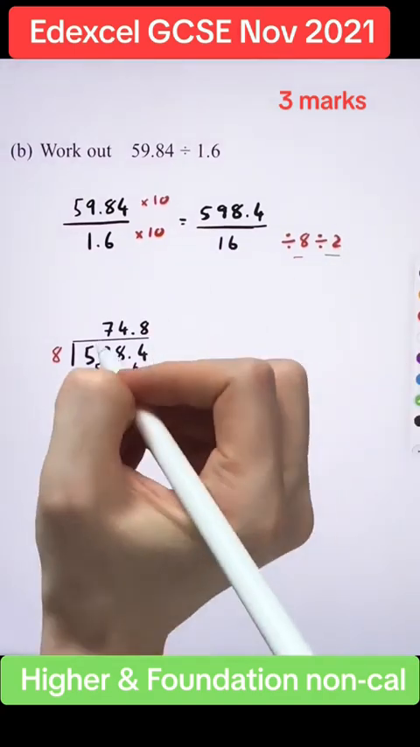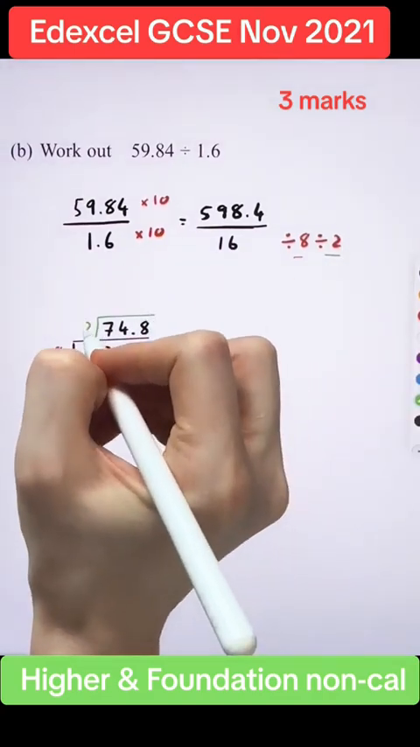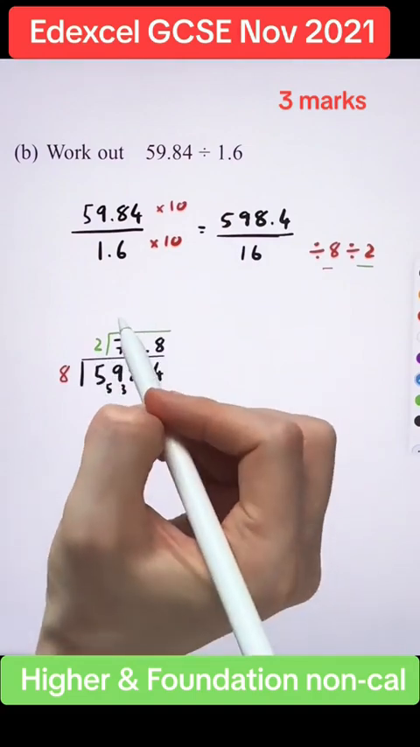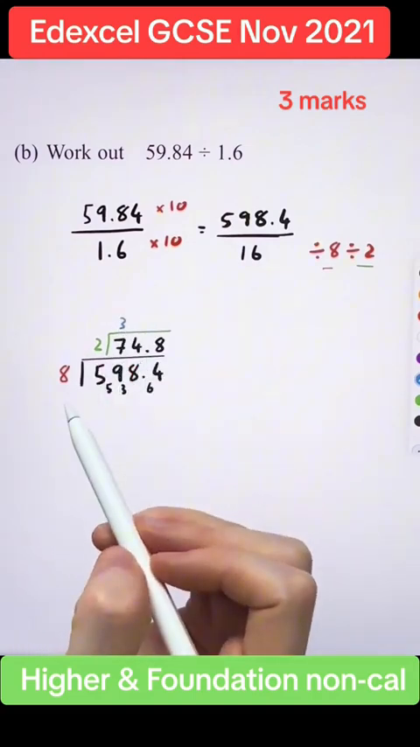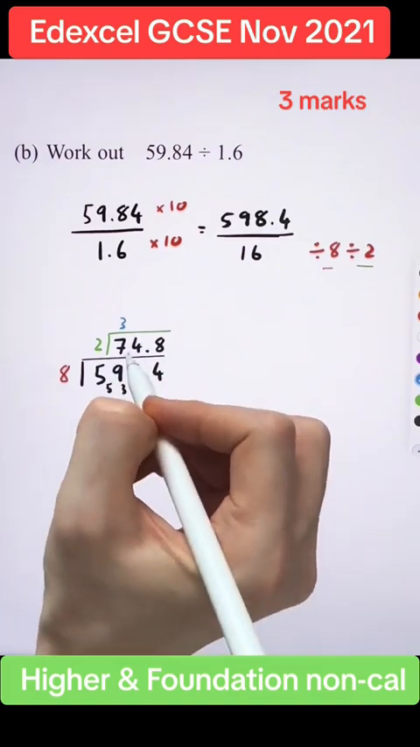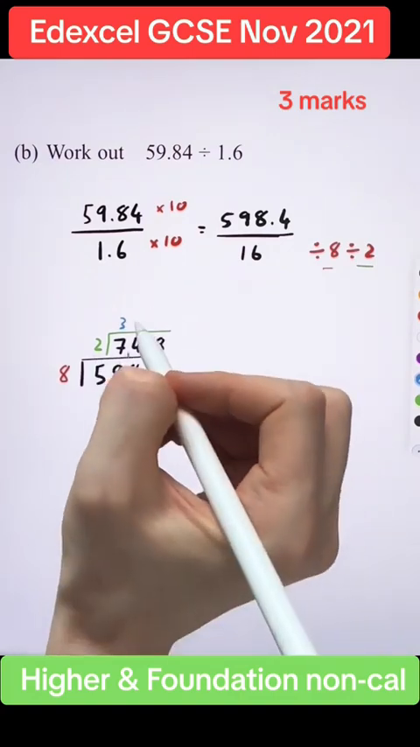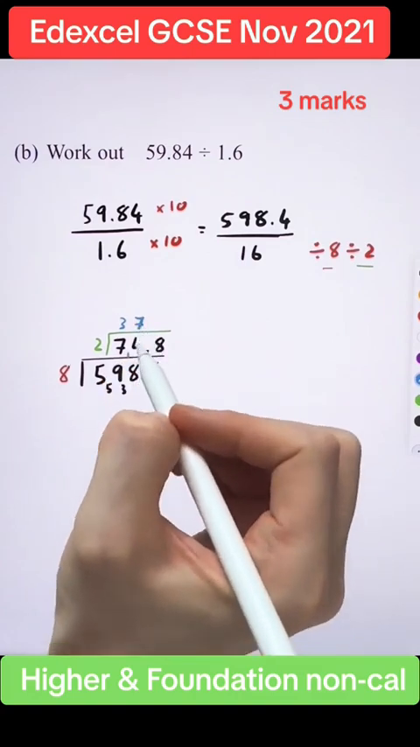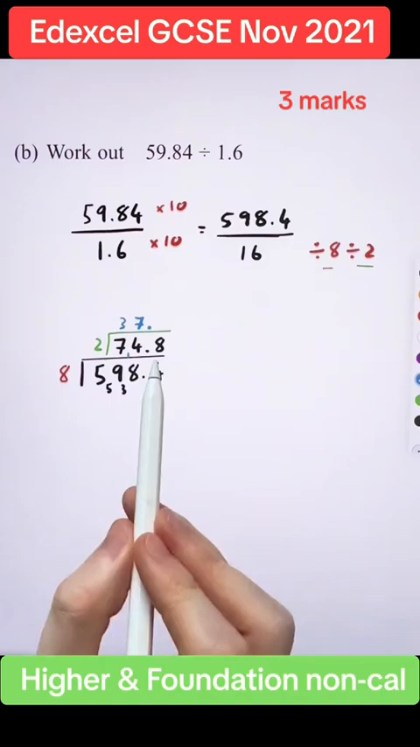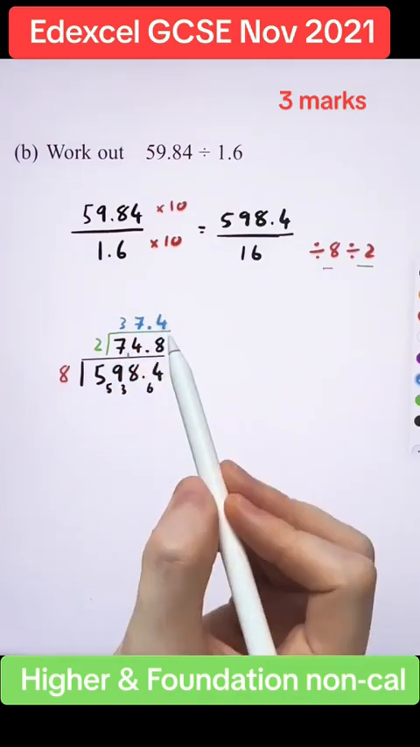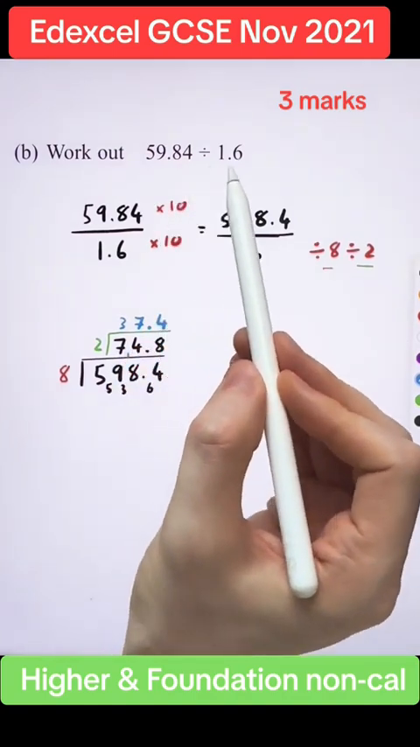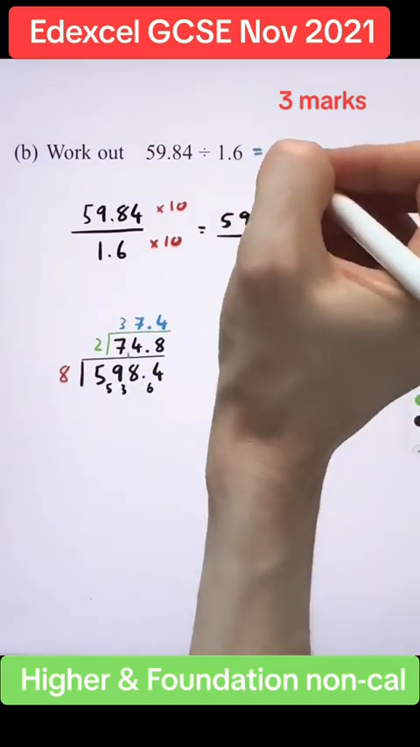Now dividing by the 2, I know that 2 divided into 7 is 3 whole times, as 3 times 2 is 6. As I had 7, the remainder is 1. I know that 2 divided into 14 is 7 whole times. Always keep the decimal point fixed. I know that 2 divided into 8 is 4 times. Hence, 59.84 divided by 1.6 is 37.4.